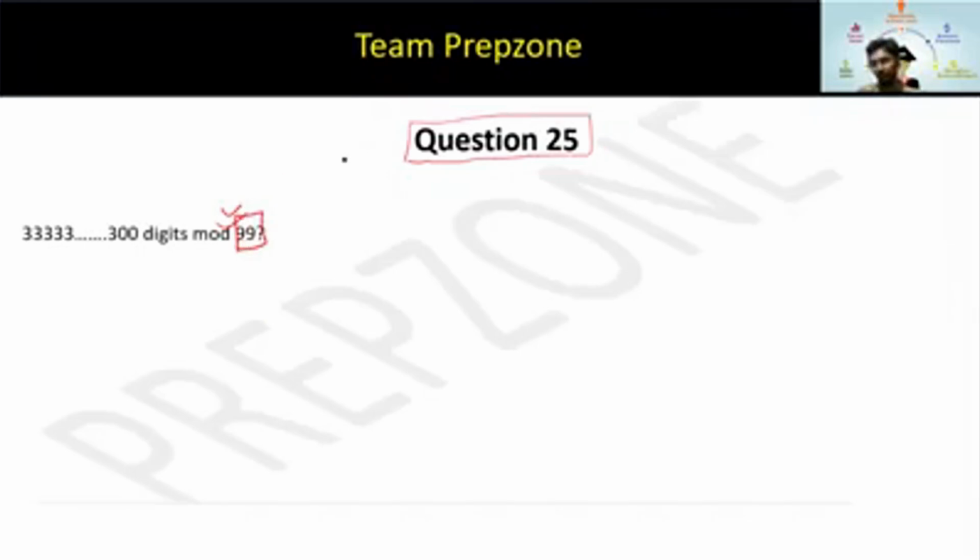Okay, guys, this is mod 99. Now you guys know that we will take pairs of 2 digits. So how many digits are there? 300 digits. So 150 pairs will be formed. This will be 33 into 150 mod 99. This number is completely divisible by 99. Answer is 0.